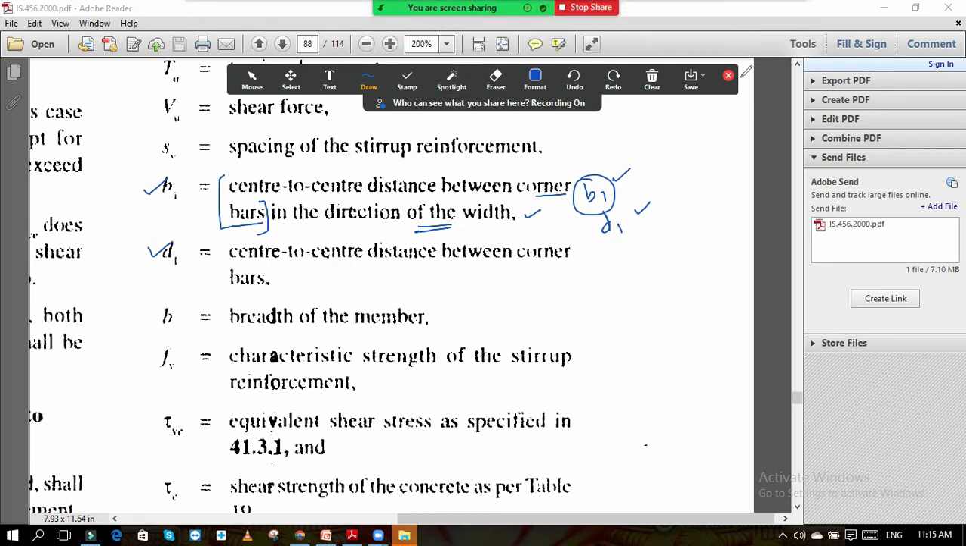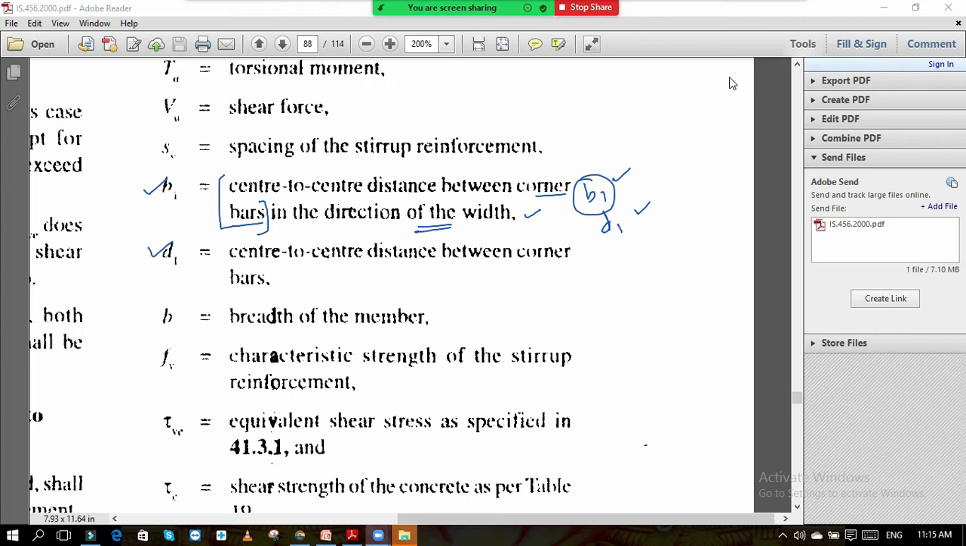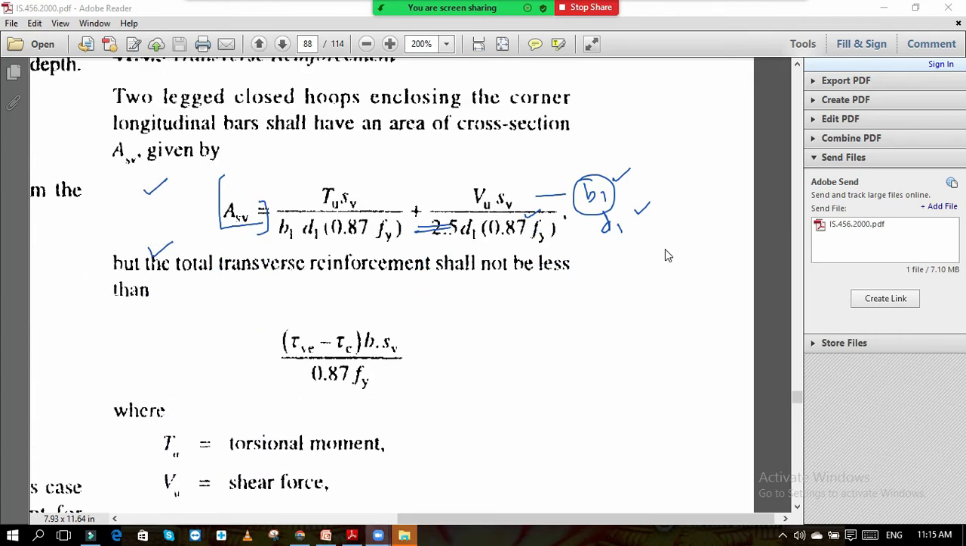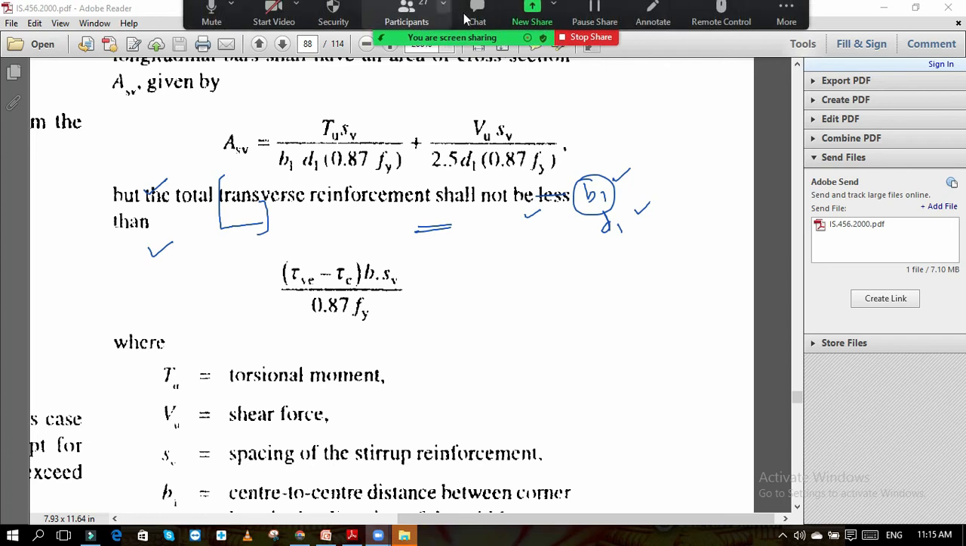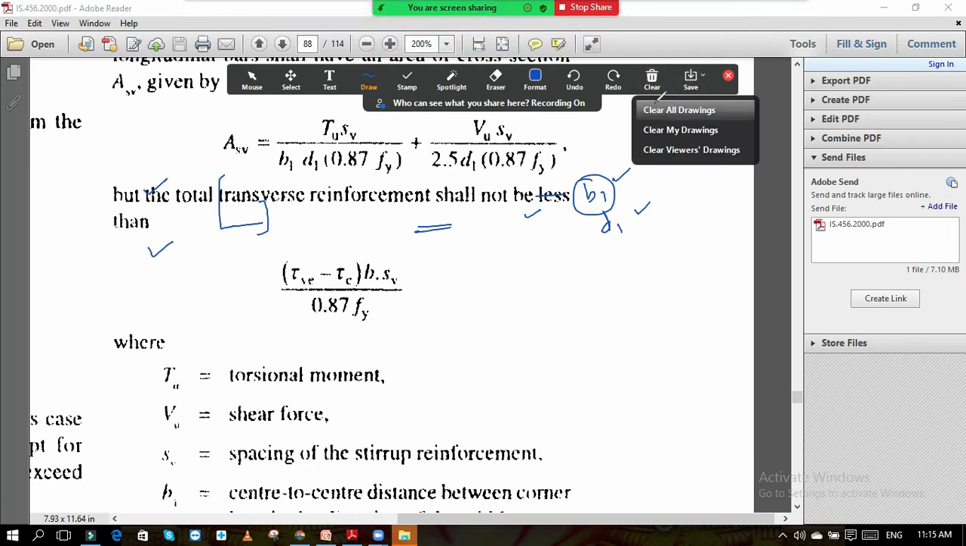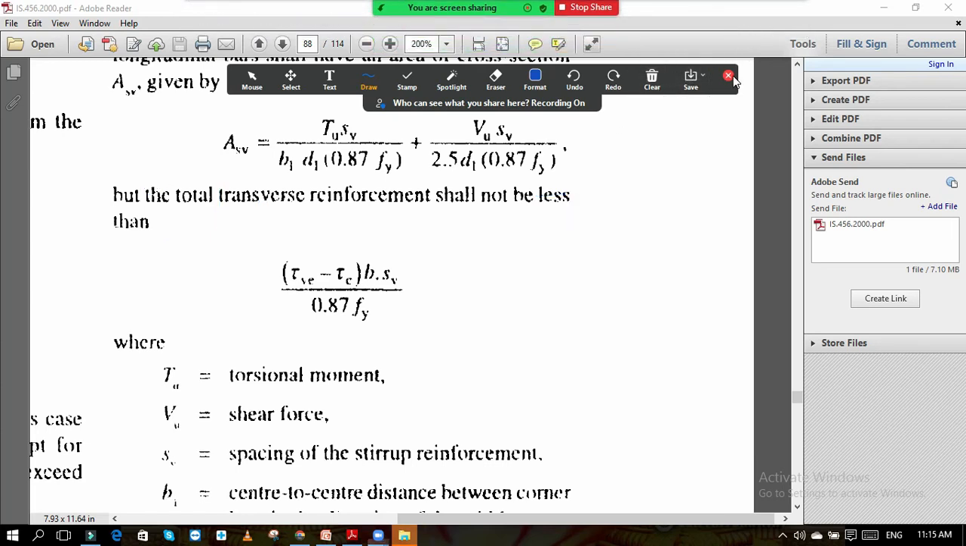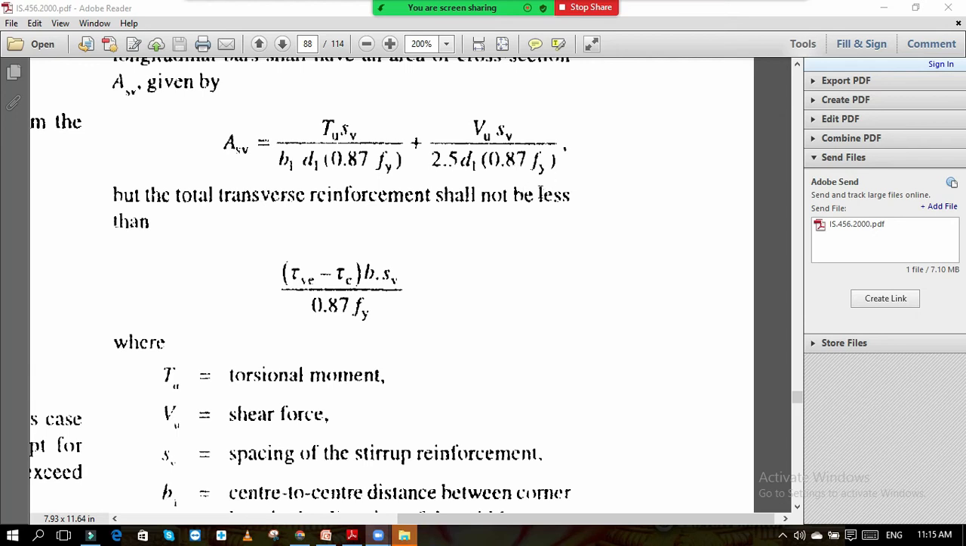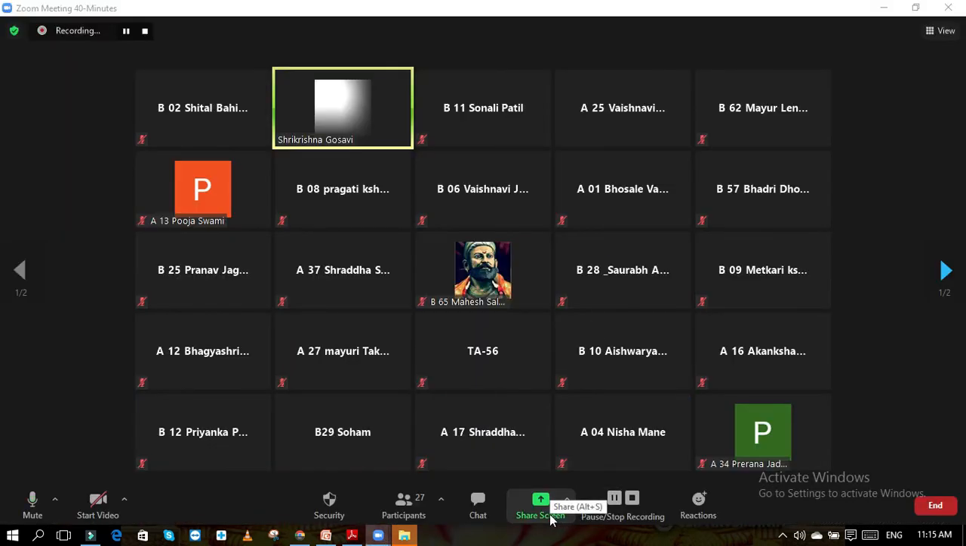So now we will move to calculate this B1 and D1 first, and then we will take this formula. Okay. So this formula we are going to use while solving the problem. Okay, calculating the transverse reinforcement. So now again we will move to the whiteboard.